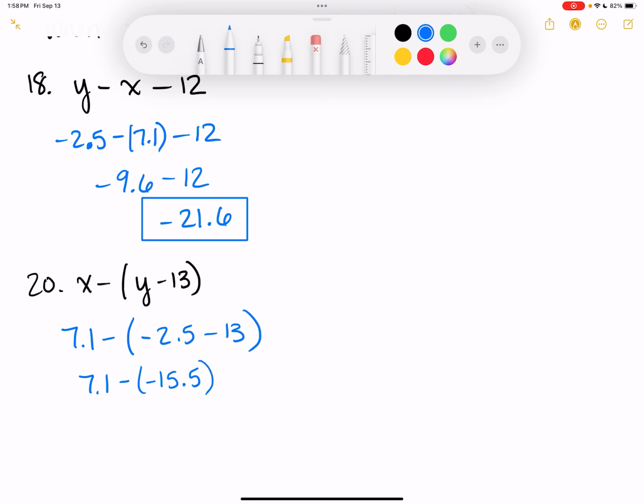I have minus and a negative, so what does that tell me I need to do? If you want to just write over top of it instead of having to rewrite the whole line, that's fine. These problems that have 3 numbers, you should have at least 1 line of work in between your final answer. You shouldn't just go all the way across and give me your answer, if there's multiple numbers. So 7.1 plus 15.5 is 22.6.